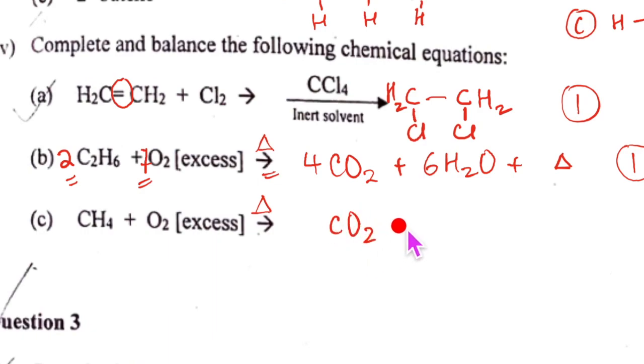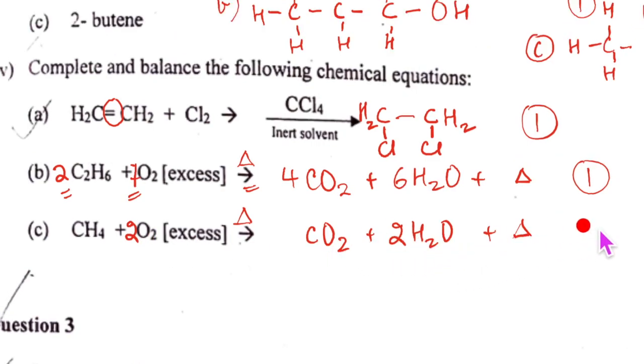Now CH4 with excess oxygen, again this on heating it will happen. C becomes CO2, H becomes H2O, and it will liberate heat. So we will make this oxygen an even number. So we'll have 1 carbon, 4 hydrogen, so that is CH4 balanced, and we have 2 O2 because we have 4 oxygens here. Okay, so that gives you your 1 mark.